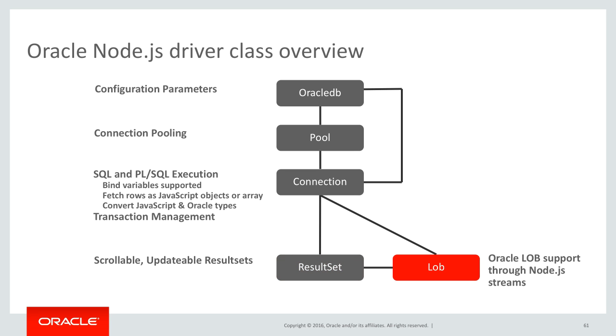And we also have a LOB object, which in Node is an implementation of a stream. And so you can stream large objects. You can imagine photos or even video from the client through Node and then directly into the database. And of course, you can go the opposite direction as well using the LOB objects.